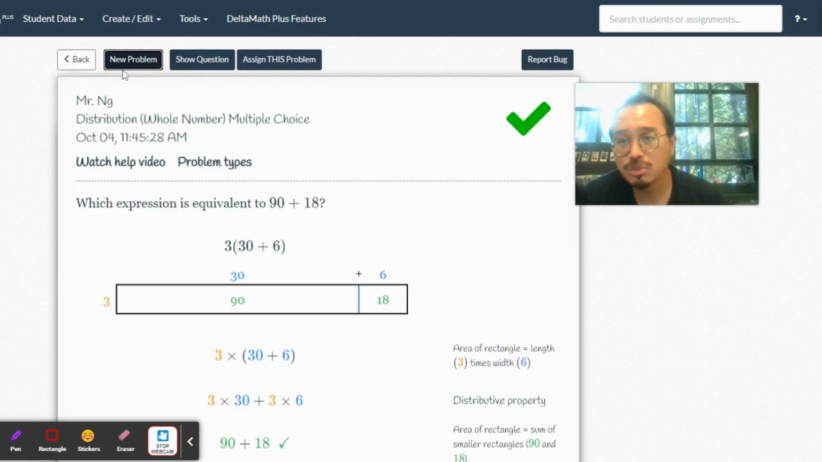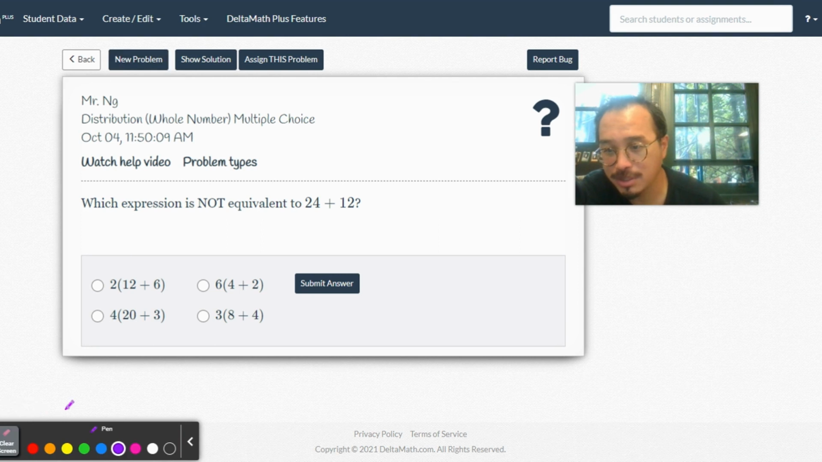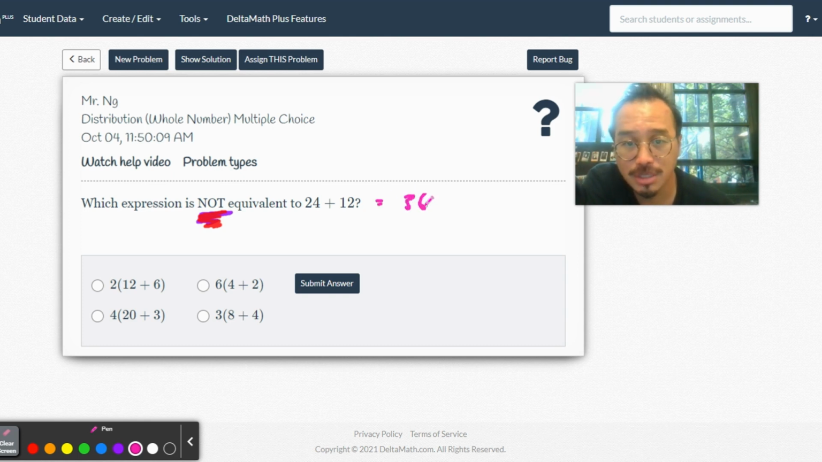All right, let's do one more. Now you have to be careful here. Look at the wording here, which is not equivalent. So whatever is not the answer, that is the answer. Here I got 36, so whatever gets me 36. I would prefer that you don't add this first. I want you to practice with the distributive property.